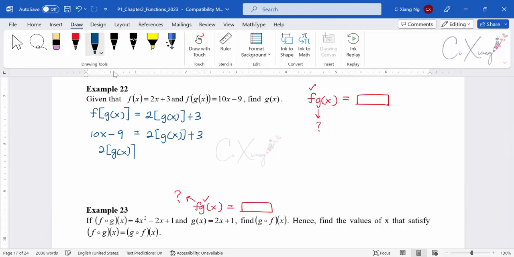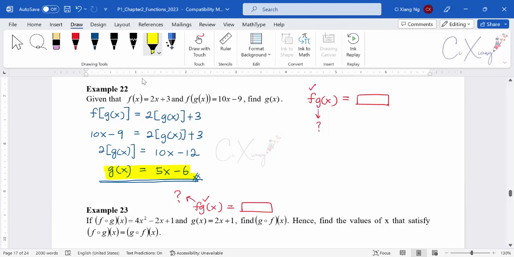Maybe I move the 3 over, so I'm having 10x minus 9 minus 3, which is minus 12. Then what is my g(x) here? My g(x) will become divided by 2 for the whole expression, so I'm having 5x minus 6. Therefore, my function g(x) is 5x minus 6. So basically this is the step for how we find out the function g in the composite function fg, where they already give you the function f, they didn't give you the function g. Right, so this is how we solve this kind of question.